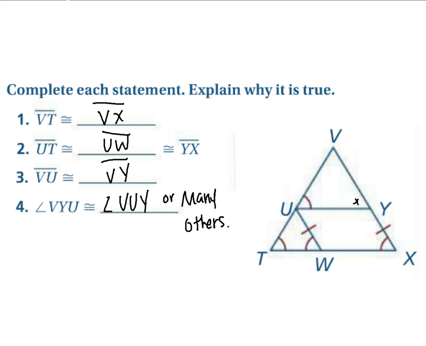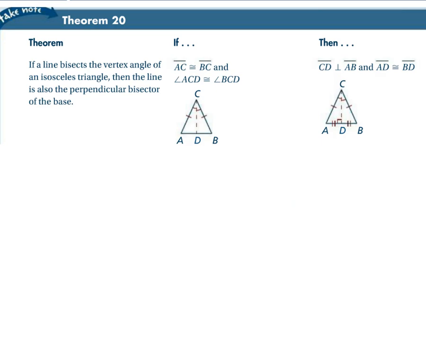Okay, another theorem. This is labeled theorem 20. And it says, if a line bisects the vertex angle of an isosceles triangle, then the line is also the perpendicular bisector of the base. So we need a little bit of vocab here.